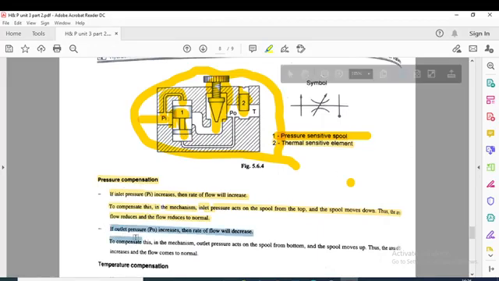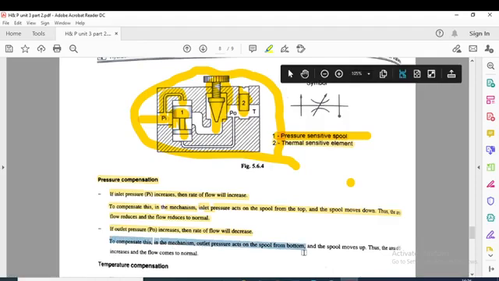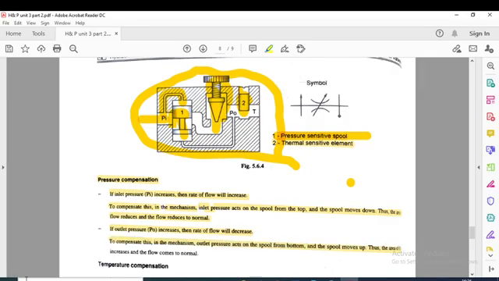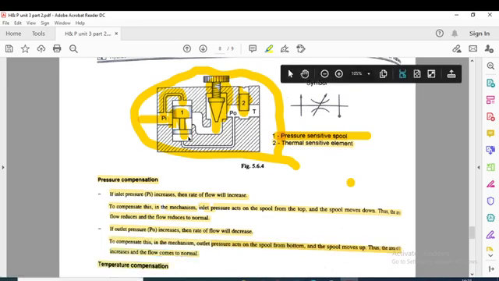Similarly, if the outlet pressure P2 increases, then the rate of flow decreases. How? If the outlet pressure P2 increases, then to compensate, in this mechanism the outlet pressure acts on the spool from the bottom, and the spool moves up. Thus the area increases and the flow comes to normal. If this outlet pressure P2 increases, the spool moves upward, the area increases, and the pressure of the entire system comes to normal.